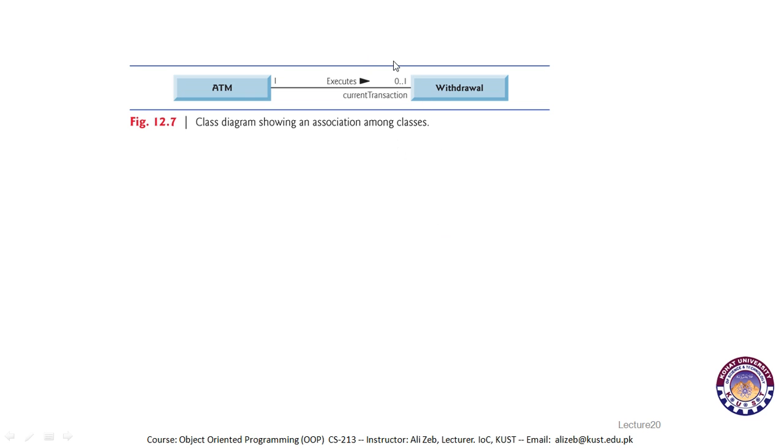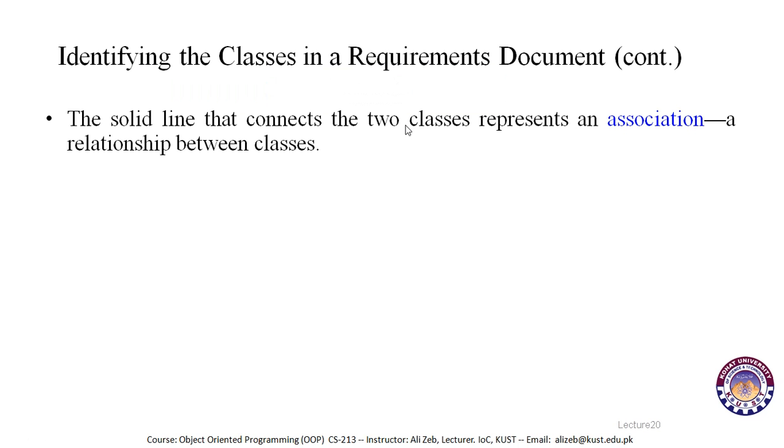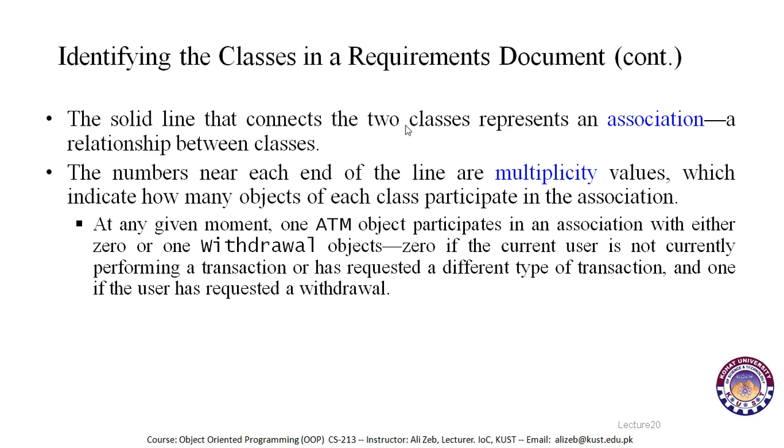We might either not be withdrawing an amount. In that case, we will be initializing 0 objects of the withdrawal class. Or we might be performing some withdrawal. In that case, we will be using one object of our withdrawal class. At any given moment, an ATM object participates in an association with either 0 or 1 withdrawal objects.